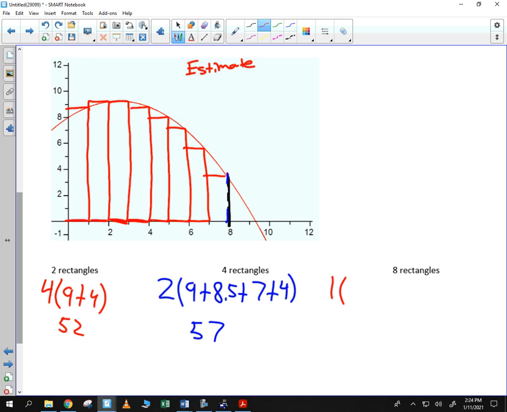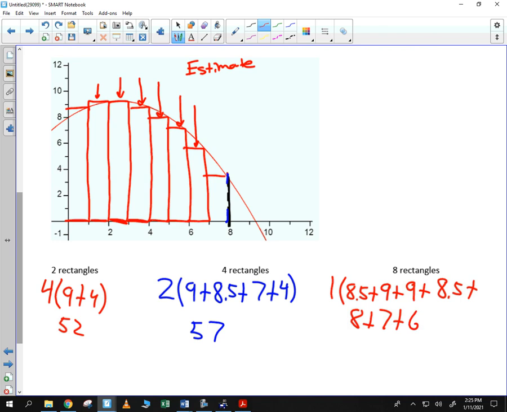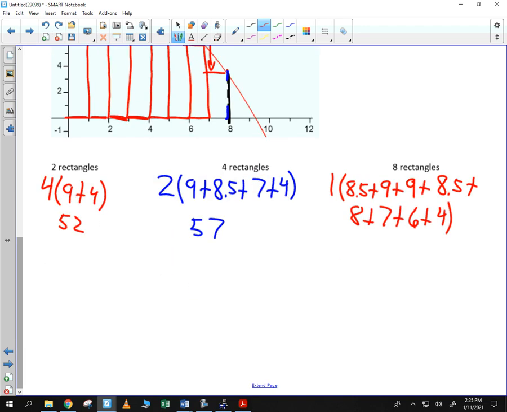Maybe 8.5. The next one here, I'm going to say that's about 9. The next one's about 9. Let's say the next one's about 8.5. And the next one, about 8. And the next one, about 7. Next one, about 6. And the next one, about 4. Again, we're estimating. If you came up with a little bit different results, it's going to be okay.